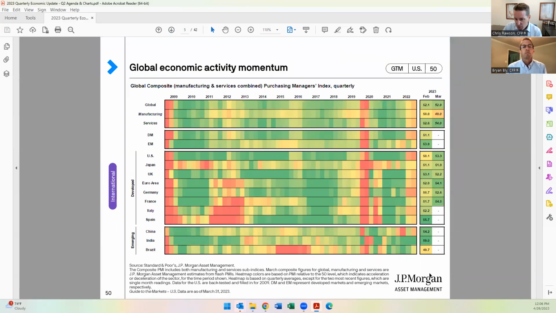JP Morgan has a similar chart. They call this more like a heat map, for example. In red, this is COVID. This is the COVID lockdown right here, where essentially the entire world shut down, and then things start to ease. What you see on the left-hand side here is the global economic activity.